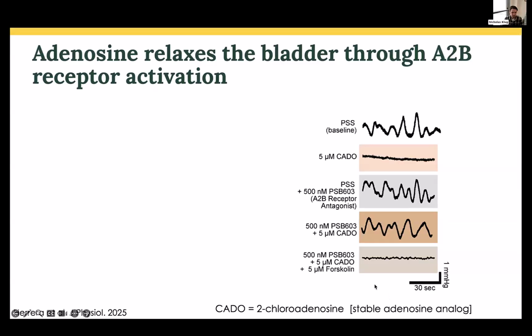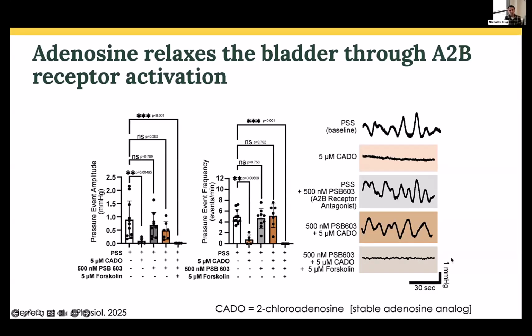So it seems to be all A2B, and they have similar downstream signaling. Then we also added forskolin in the presence of the A2B blockade and with adenosine on, to show that if you just stimulate cyclic AMP and PKA directly, we can go back to this silent bladder, no bladder activity. These data are summarized here, looking at bladder event amplitude and frequency compared to baseline. As shown in the traces, adenosine has a potent silencing effect, forskolin as well. But when we block the A2B receptor, it doesn't seem like adenosine is doing much.